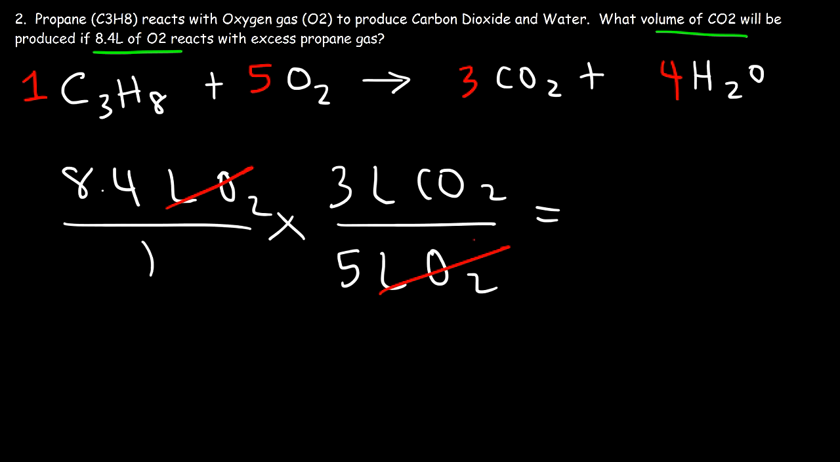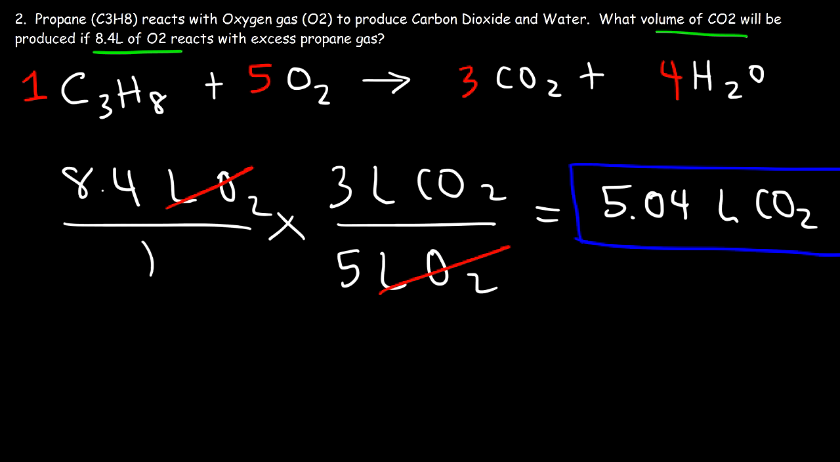So all we got to do in this problem is multiply 8.4 by 3 and then divide it by 5. So the answer is going to be 5.04 liters of carbon dioxide. And that's it. That's how you can do a liter to liter conversion.